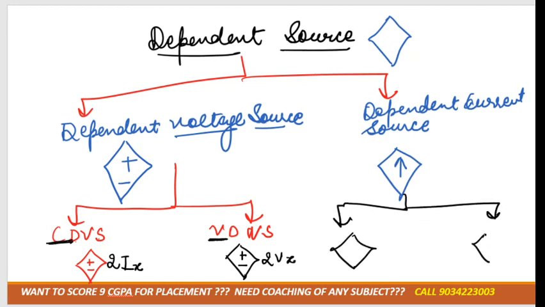Similarly, the dependent current source is divided into two categories. Further, there are two types of dependent current source: CDCS or VDCS. CDCS means the current dependent current source. It is a dependent current source depending on current, so maybe 2ix. And VDCS, sorry, I got it wrong before, is the voltage dependent current source. This time it depends on the voltage, so it would be 2Vx. So this is the basic idea of the dependent sources.